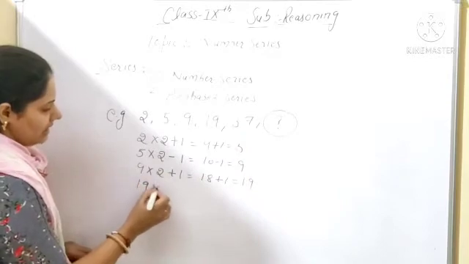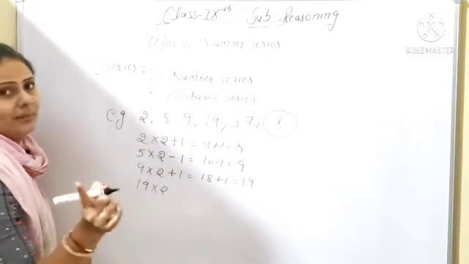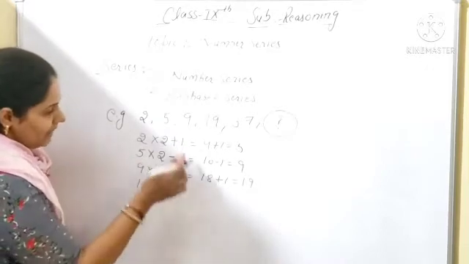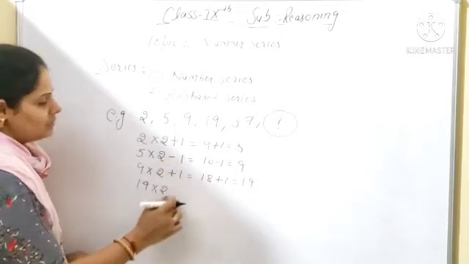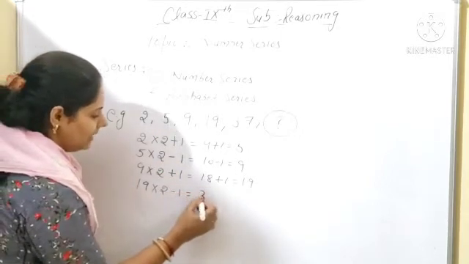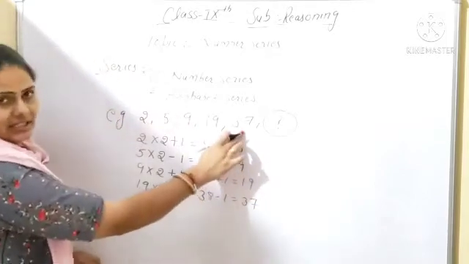37. So 19 multiplied 2, 38. 38 plus 1 if you will do, it will be 39. But you are following the pattern. First you are adding 1, after that you are subtracting 1. Adding, so subtracting, so minus 1. So 19 2s are 38 minus 1, so you will get 37. So is it correct? Yes.